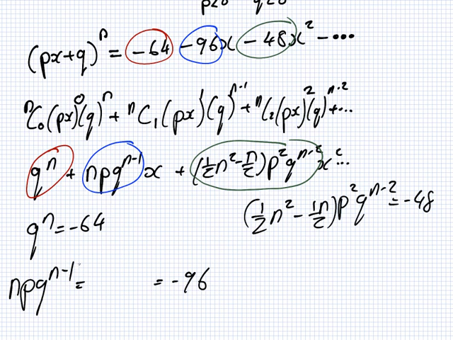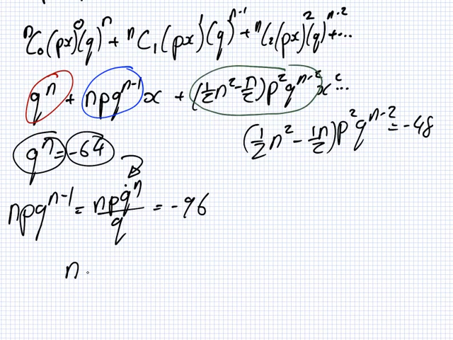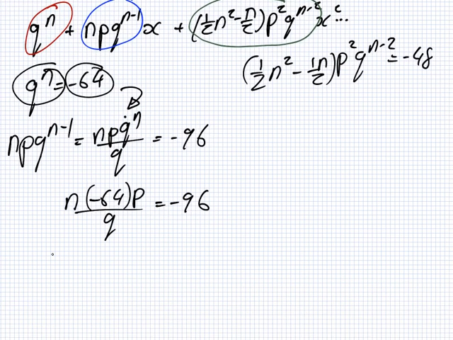Now here's the trick. You can change this into n p q^n over q. Which is good, because what you can do is you can take this, which is minus 64, and put it into that. So you get n times minus 64 p over q equals minus 96. So that means p over q equals, what's 96 over 64? Is it 3 over 2? 3 over 2n.